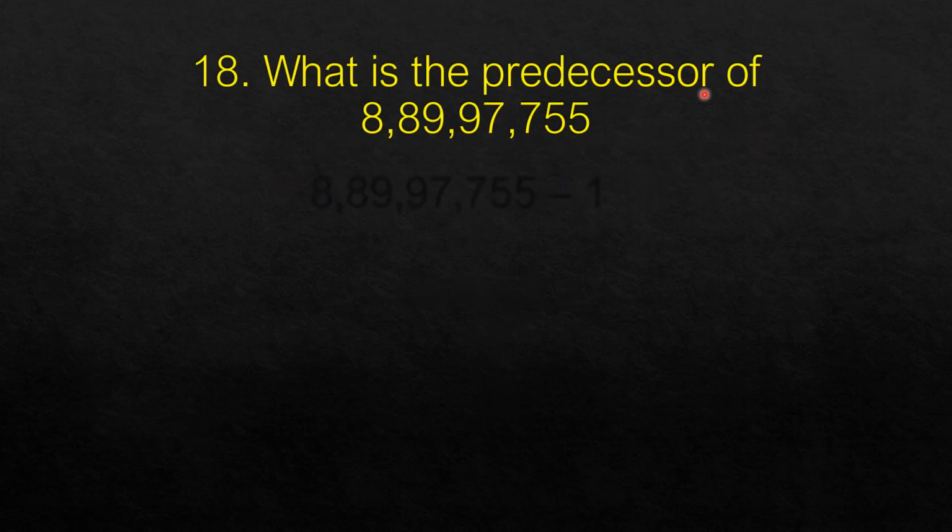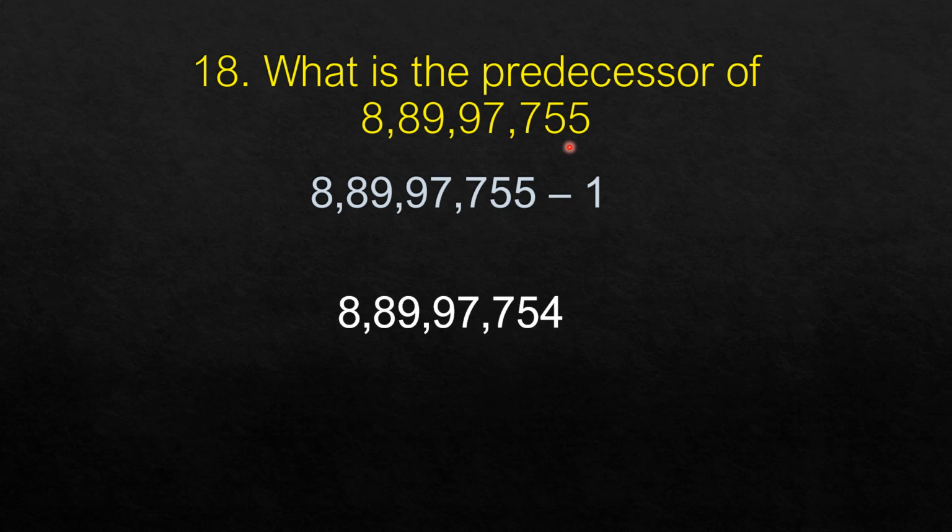What is the predecessor of this number? Predecessor means the previous number. We should subtract 1 from the given number. So when we subtract 1, we get 8 crore 89 lakh 97,754.